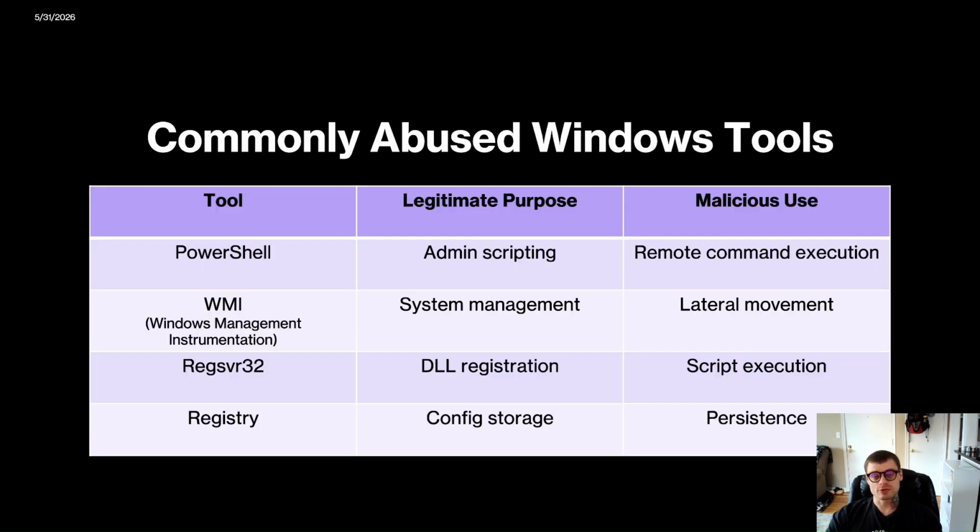Listed here are commonly abused Windows tools. We will also go into these in more depth in the following slides. But first, PowerShell. Its legitimate purpose is admin scripting, and for malicious use, it can be used for remote command execution. Next is WMI, which is Windows Management Instrumentation. Legitimate purpose is used for system management, and it can also be used for lateral movement within a system. Next is regsvr32, which is used for dynamic link library registration. It can also be used for script execution. Next is registry, which is used for config storage and can also be used for persistence.